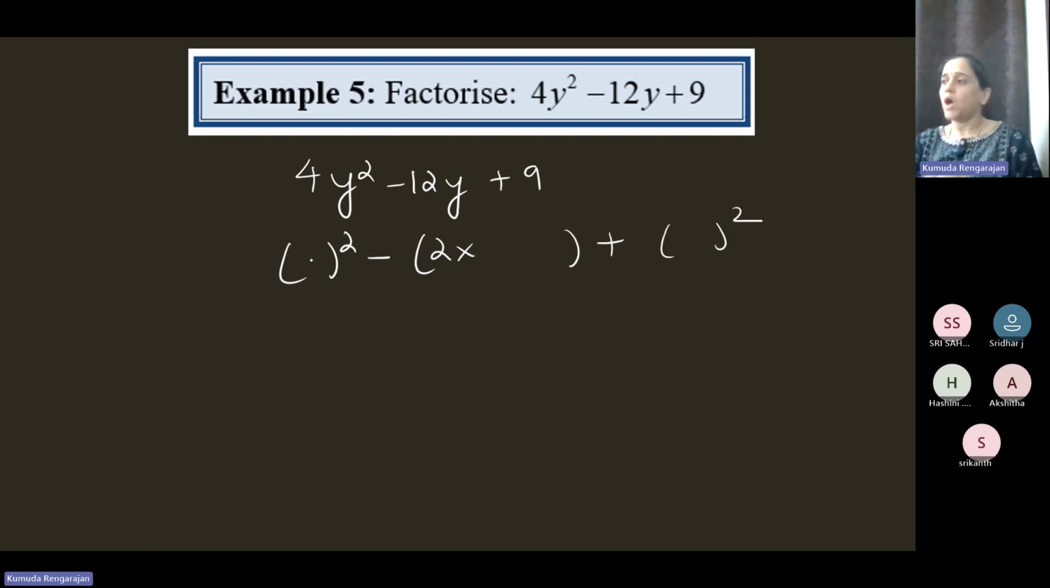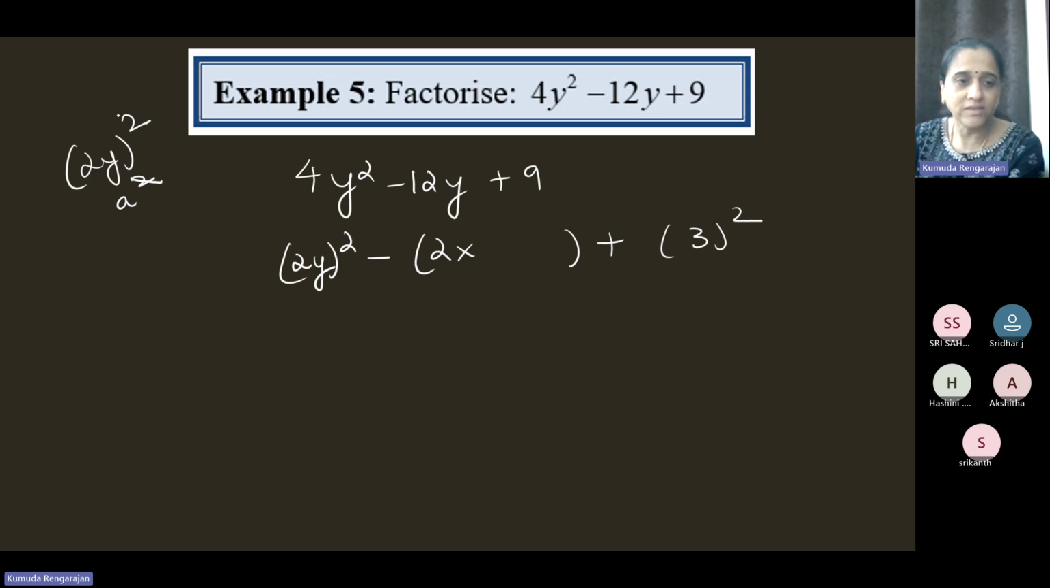So what into what is 4y square? 2 into 2 is 4. Y into y is y square. So 2y. 2y into 2y is 4y square. Correct? You have a doubt, right? Navneet? 3 squared is 9. So see 2y the whole square. This is a square. So a is 2y. 3 square. This is b square. So b is 3. So 2 into a into b.